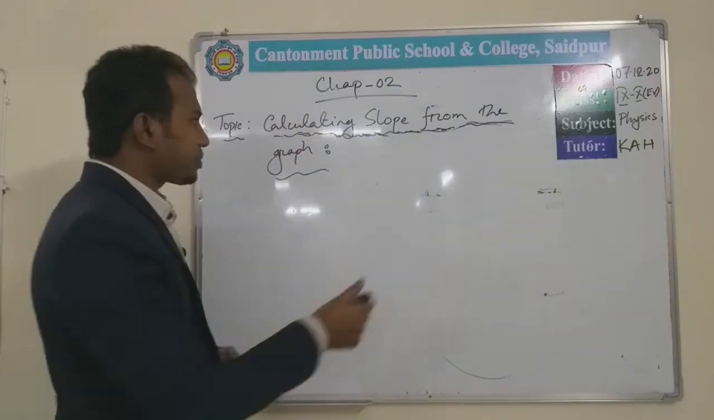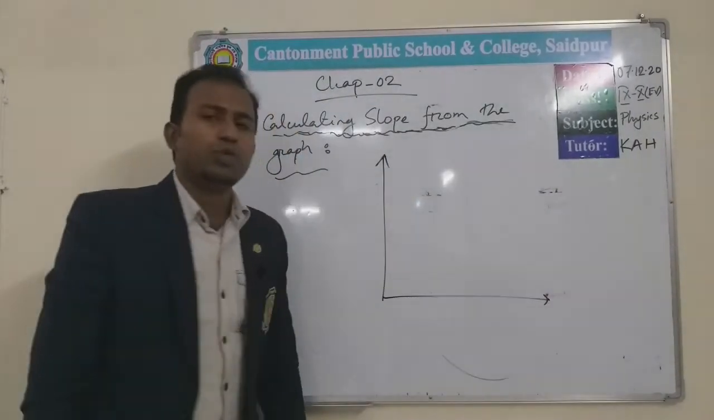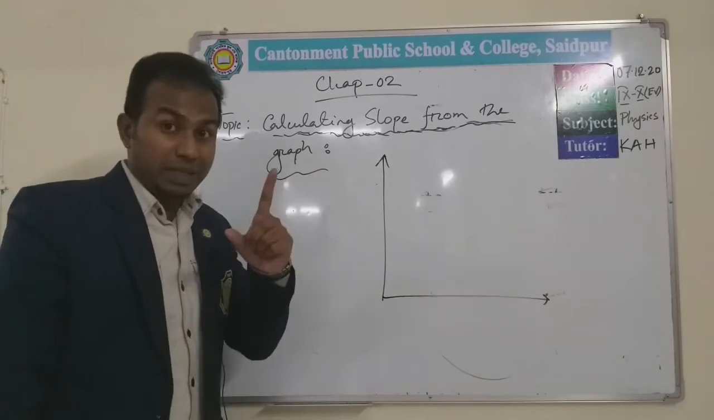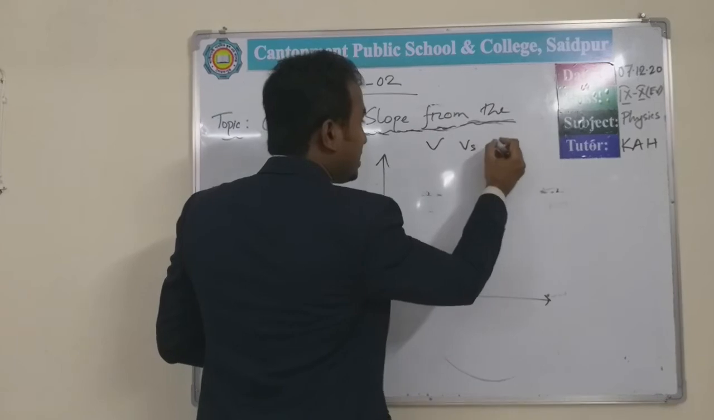Now on the board, I'm going to make the graph, and the headline, I missed the headline. What is the headline? V versus T.